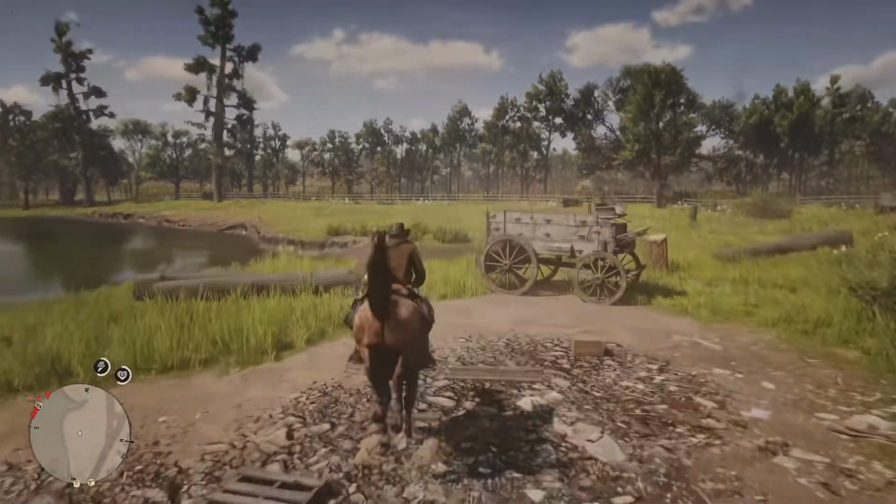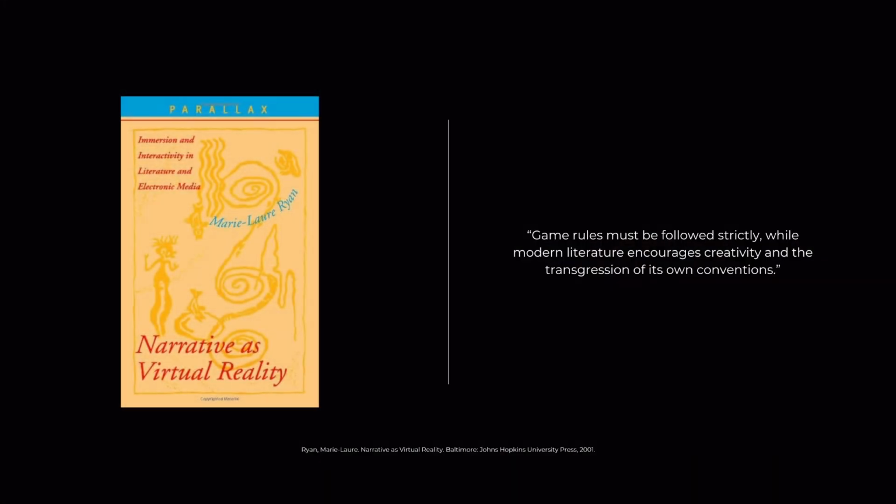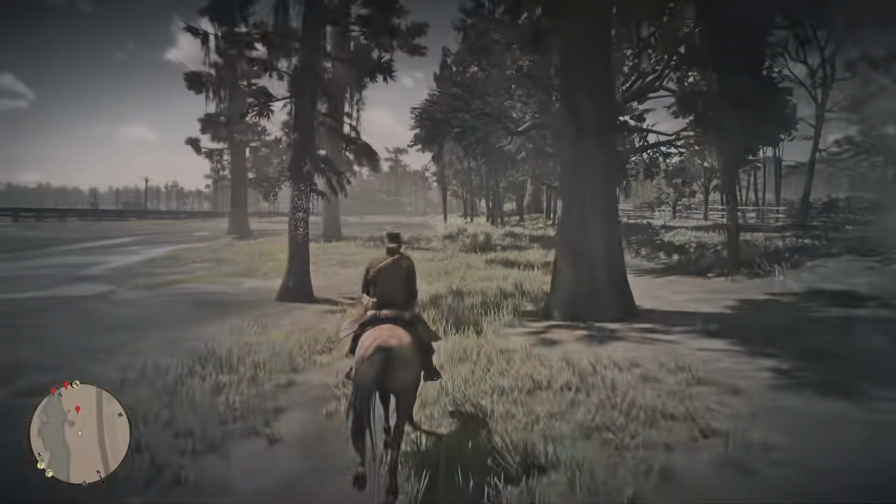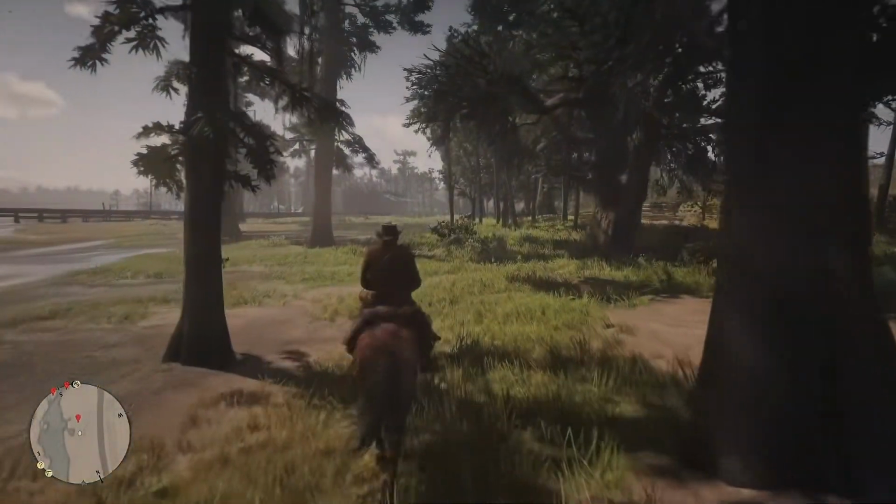As Marie-Laure Ryan explained the conflict from another perspective in her book Narrative as Virtual Reality, as games, rules must be followed strictly. At the same time, modern literature encourages creativity and the transgression of its conventions. This tension has sparked intense debate.